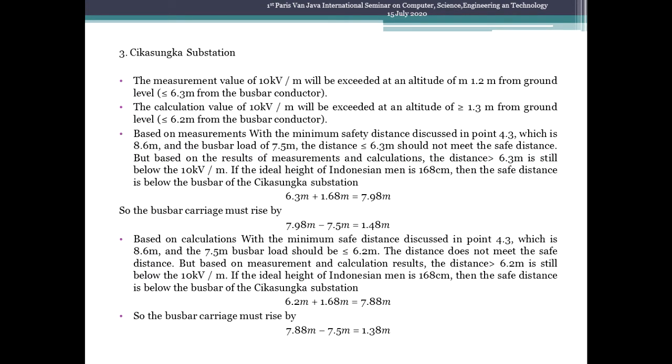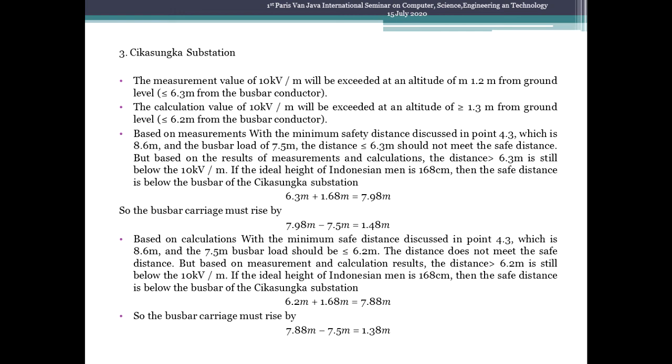With the Cikasungka substation, we can measure that the value of 10 kV per meter will be exceeded at an altitude of 1.2 meter above ground level. So the calculation value can take an altitude of more than 1.3 meter to the ground level. Based on measurement with the minimum safety distance discussed, the calculation distance is more than 6.3 meter, still below 10 kV per meter.